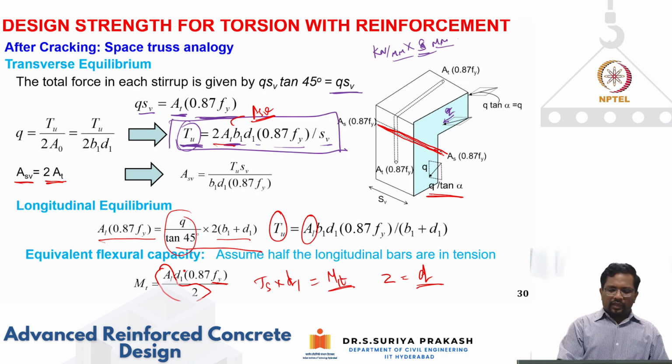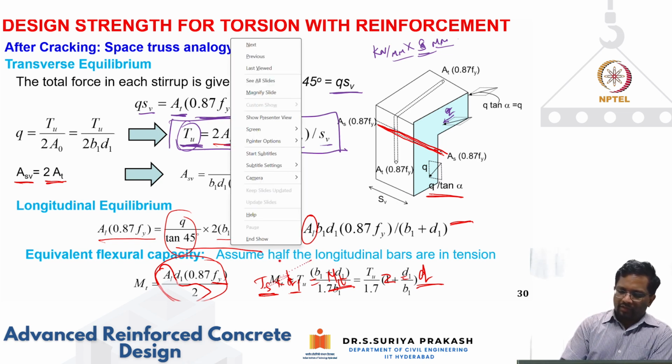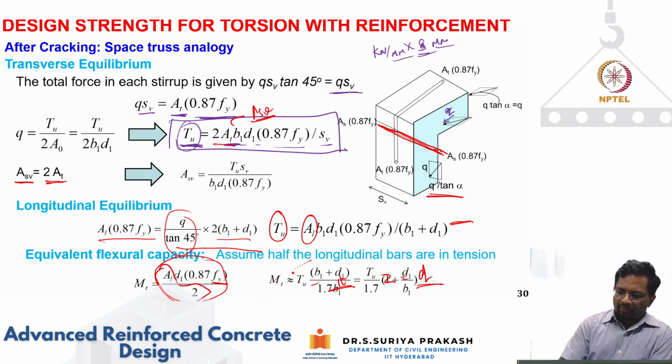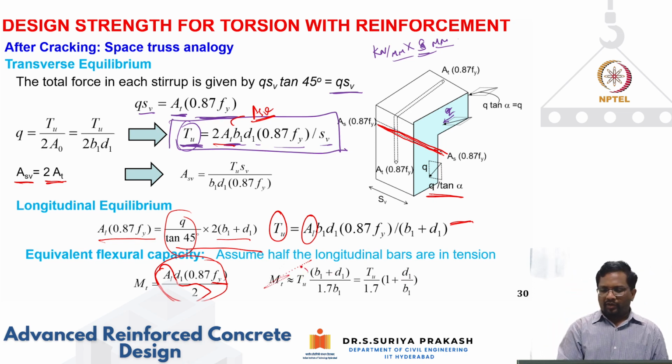So in this way, AL by 2 multiplied by 0.87 Fy will be your tension contribution, and multiplied by lever arm will give your equivalent. So we are converting the torsion into equivalent bending moment. So that's why we are doing this exercise. So if I substitute AL by this equivalent as MT in this equation, then you will find that MT will be nothing but TU times B1 plus D1 divided by 1.7. Okay, so this is an expression for a particular torsional moment. I can convert them into an equivalent bending moment like this.